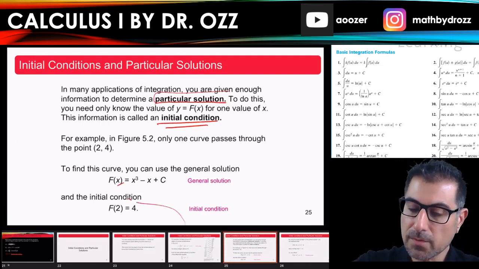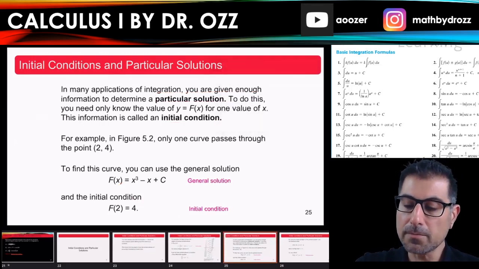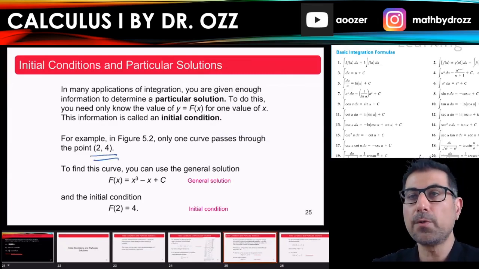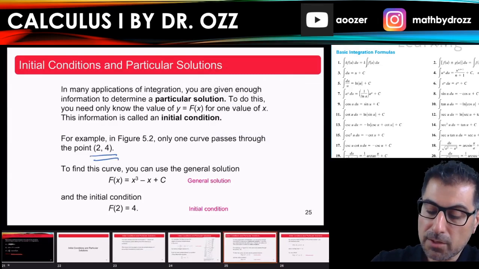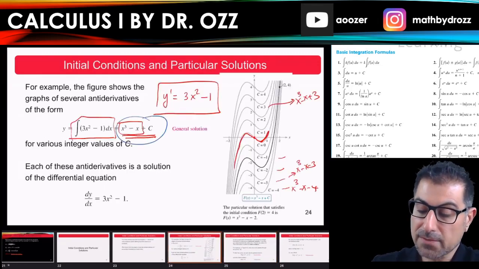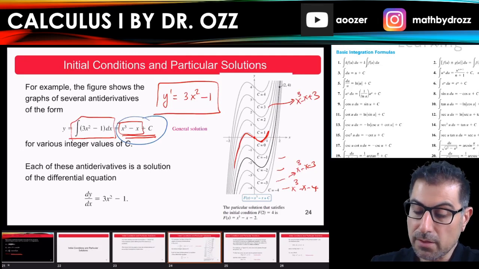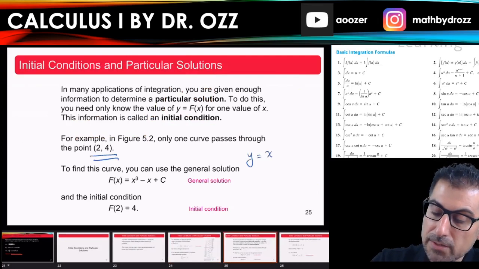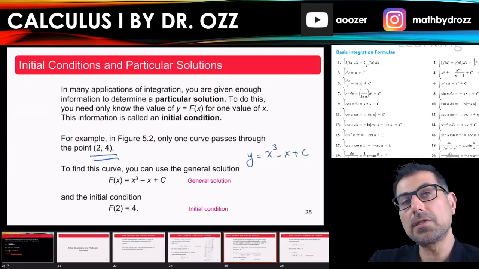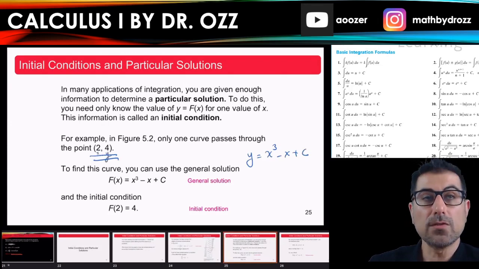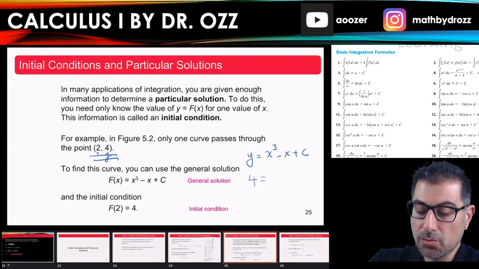As I said, if you prescribe an initial condition, let's say I want my curve to pass through the point (2, 4), that means I'm looking for a particular solution such that this curve satisfies the point. So I have y equals x cubed minus x plus c, and I want this curve to pass through (2, 4), where 2 is for x and 4 is for y. So y is going to be 4, and x is going to be 2.